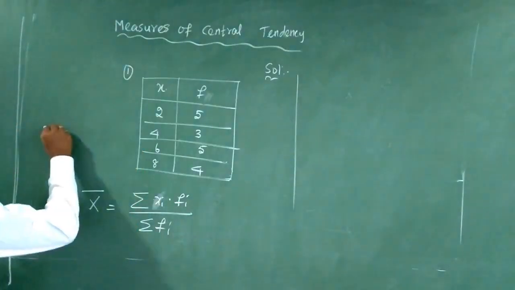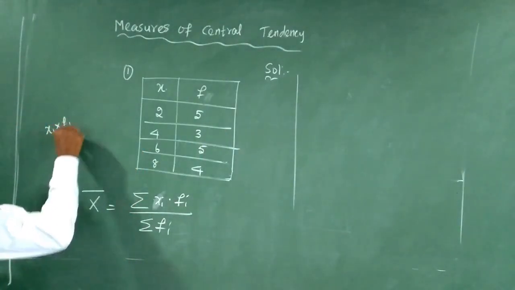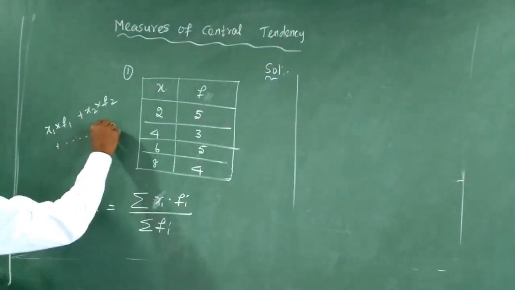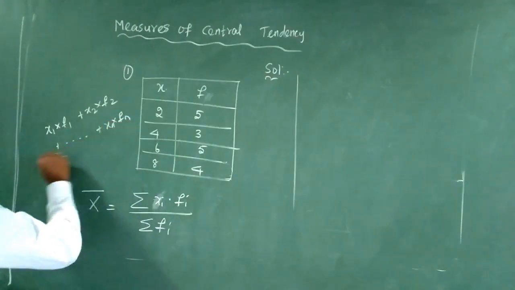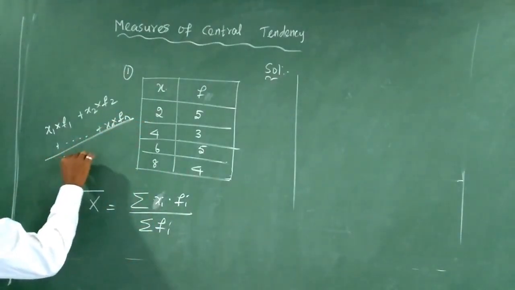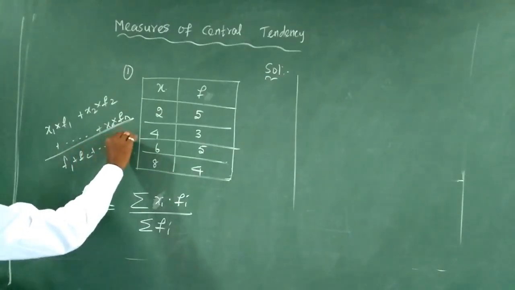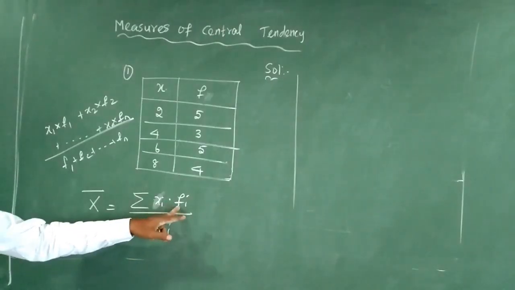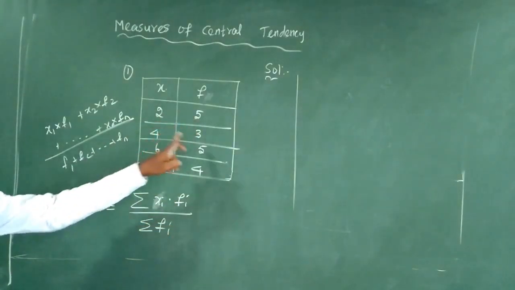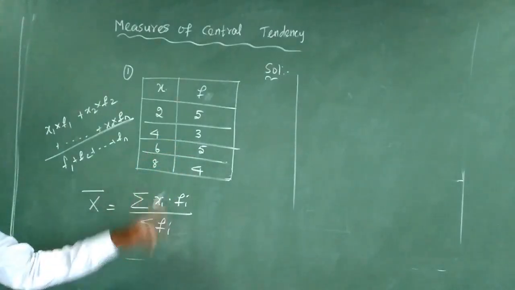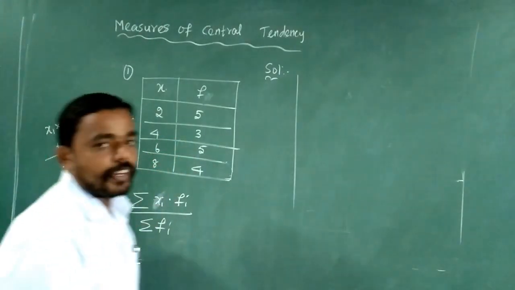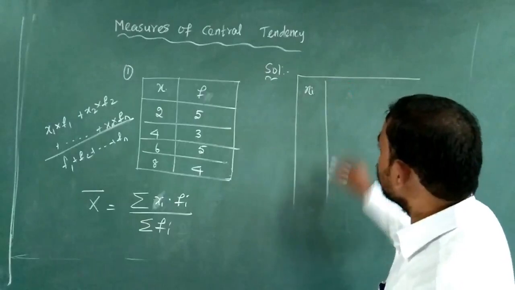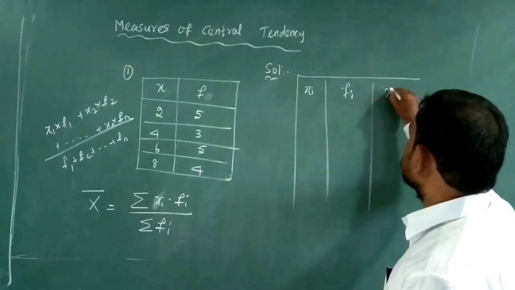This means x1 into f1 plus x2 into f2 plus up to plus xn into fn, divided by small f1 plus small f2 plus up to fn. This is the summation. So what do we want to do? Xi into fi, this 2 into 5, we need to multiply, and finally we need to add this data. So for that we are going to create a table: xi, next fi, next xi into fi.